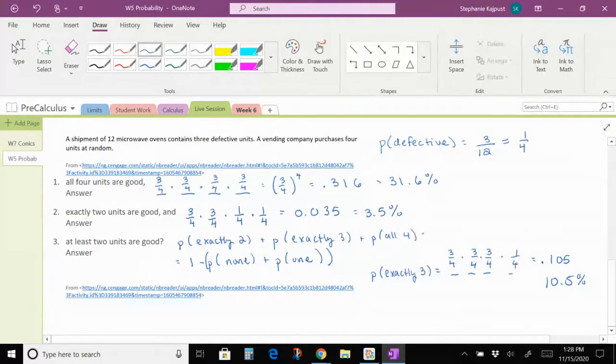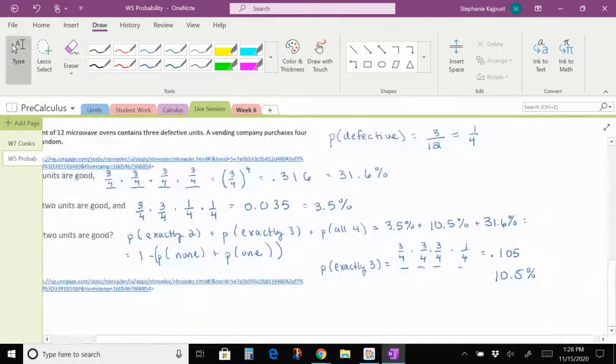So if you want the probability that at least 2 of them are good, you would add exactly 2, 3.5%, plus exactly 3, and all 4. And that comes out to 45.6.